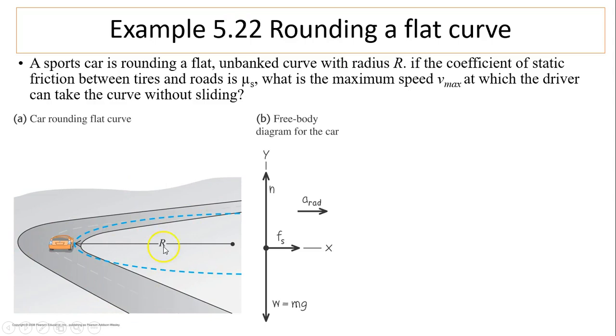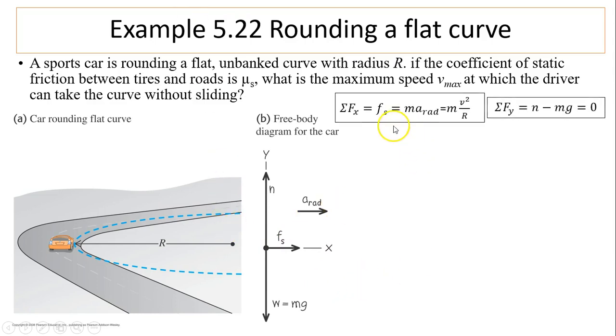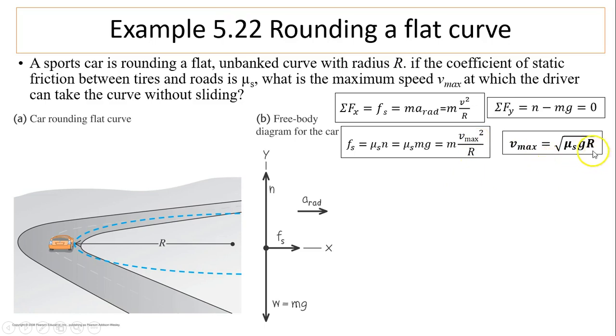Here is the situation, the diagram, and here's a free body diagram. Again, you'll have N and mg cancel each other. So the static friction force is the one providing centripetal force, pointing toward the center. The force in the x direction equals Fs, which equals the centripetal force, and the force in the y direction equals 0, so N equals mg. Fs equals mu s times N. This is the maximum static friction. And from here, you can figure out the maximum velocity: Vmax is the square root of mu s times g times r.